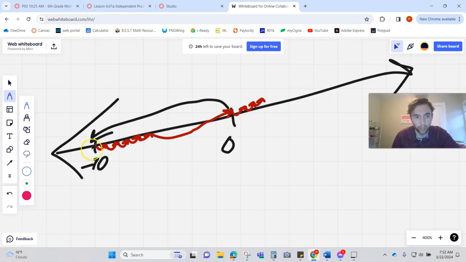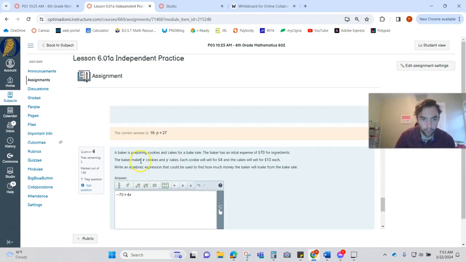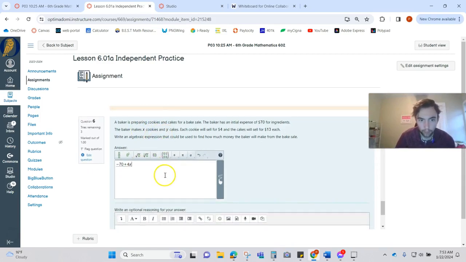So first, I had a negative. Now I think I'm adding the money I get from selling the cookies. So I think I'm plusing. So $4 for each cookie. So I'm going to times 4 by the cookies, because the word each means times. 1 cookie is 4, 2 cookies is 8, 3 cookies is 12. Sounds like multiplying. What letter for cookie? Oh, X. It says right here, X cookies. That means Y is cakes.